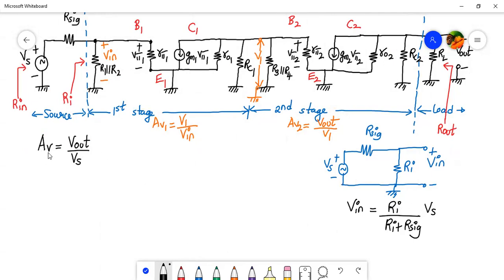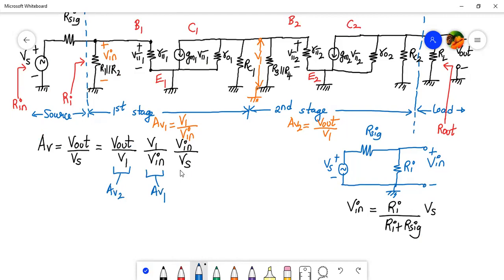So now we can write the overall voltage gain AV as follows. It can be written as V out upon V1, V1 upon V in, and V in upon Vs. From here, we can easily determine that the first quantity is the gain of the second stage, the second quantity is the gain of the first stage, and the third quantity is given by Ri divided by Ri plus R sig. Okay, so that's the overall voltage gain of the circuit, correct?